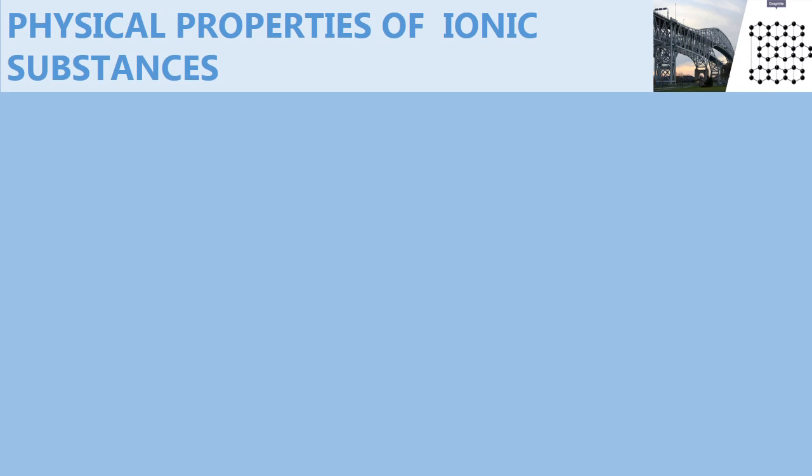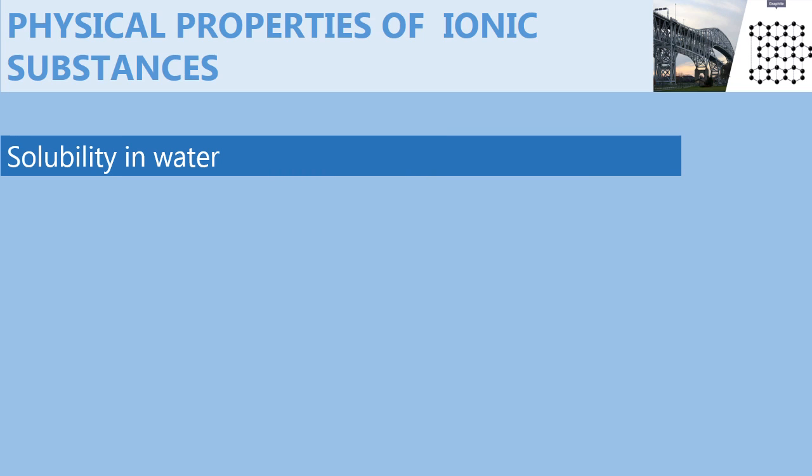Physical properties of ionic substances. Compounds that form ionic bonds have similar properties. To start with, when you take a teaspoonful or a spatula full of sodium chloride and add it in water and stir, you'll find that it dissolves in water. So we say that substances that have ionic structure are soluble in water.